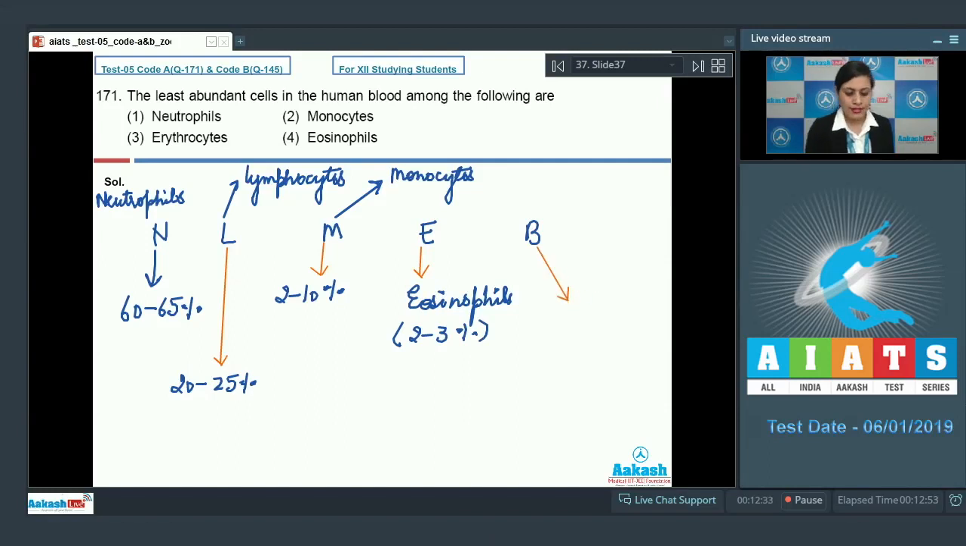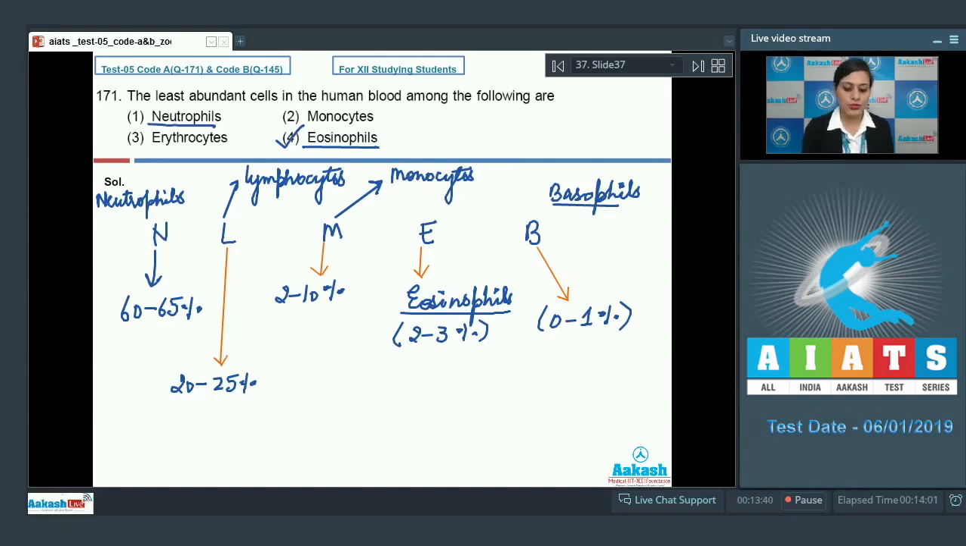The least abundant blood cells are basophils, and these basophils constitute near about 0 to 1% of the total composition of blood cells. So the correct answer to this question is option number 4, that is eosinophils, because the least abundant are basophils, followed by the second least abundant, eosinophils. Let's discuss other options also.